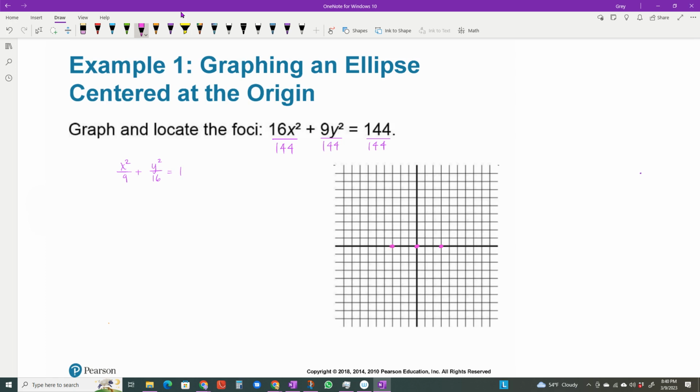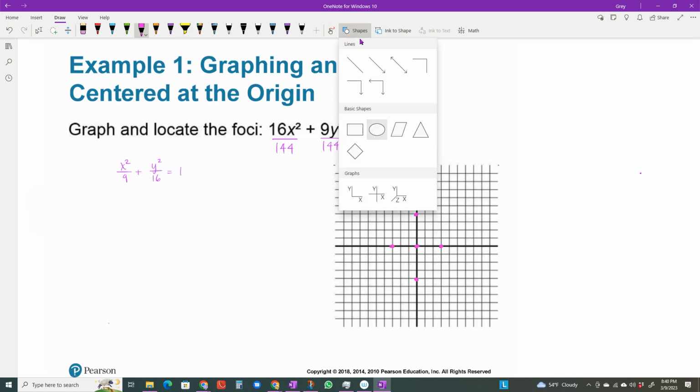And underneath my y is 16. Square root of 16 is 4. So I'm going to go up 4 and down 4. And obviously 4 is bigger than 3, so up and down, those are the vertices of my ellipse.